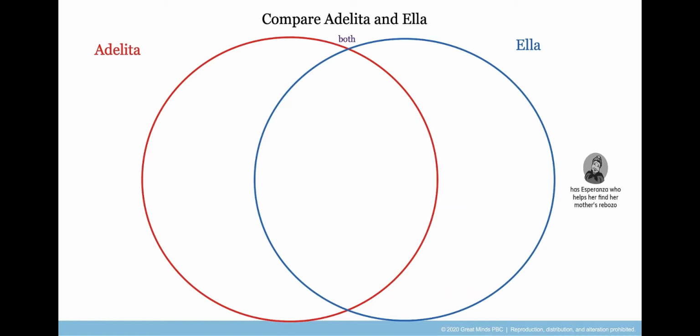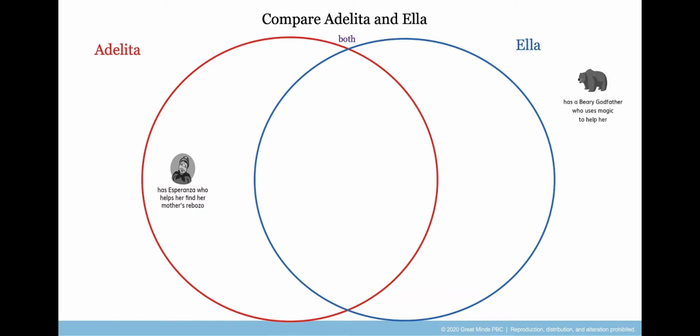Are you pointing? And did you point to the red circle? Because that happened only to Adelita. Our next experience is, has a fairy godfather who uses magic to help her. Point to the part of the Venn diagram where this experience belongs.